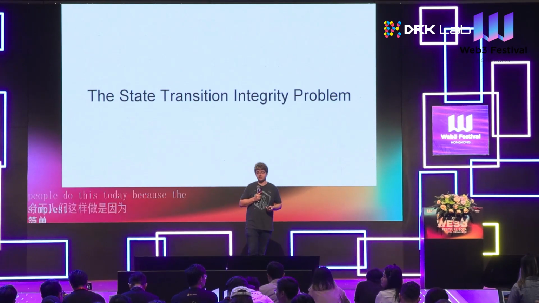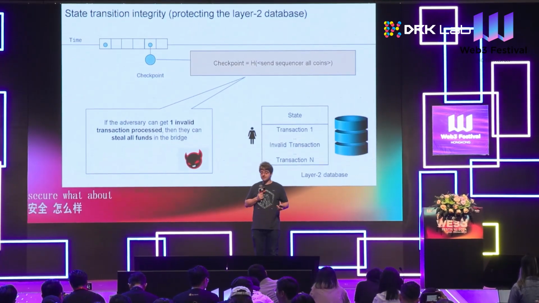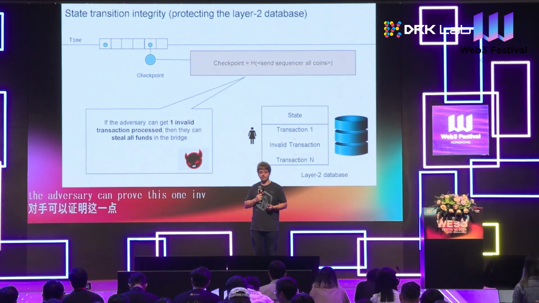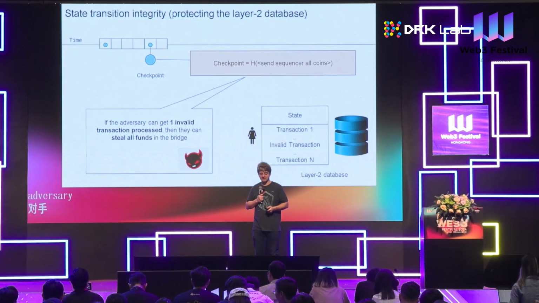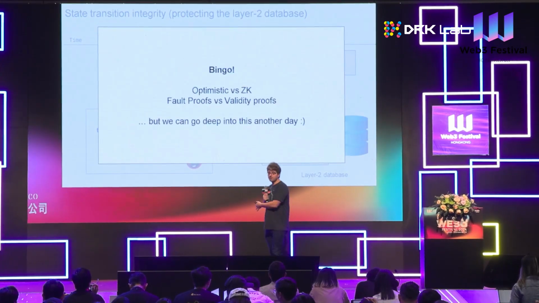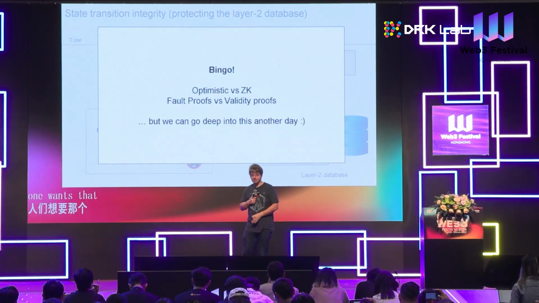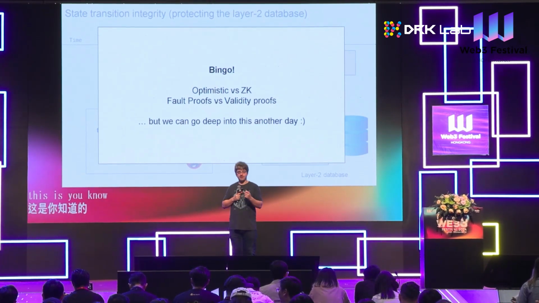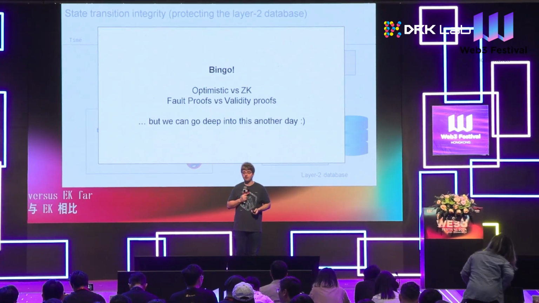What about state transition integrity? This is fairly straightforward. If the adversary can process one invalid transaction, then the adversary can steal all the coins in the system. And clearly no one wants that to happen. Most people normally talk about this problem, so I normally skip over it. This is optimistic versus ZK, fraud proofs versus validity proofs. That's what everyone talks about, to solve this one single problem.